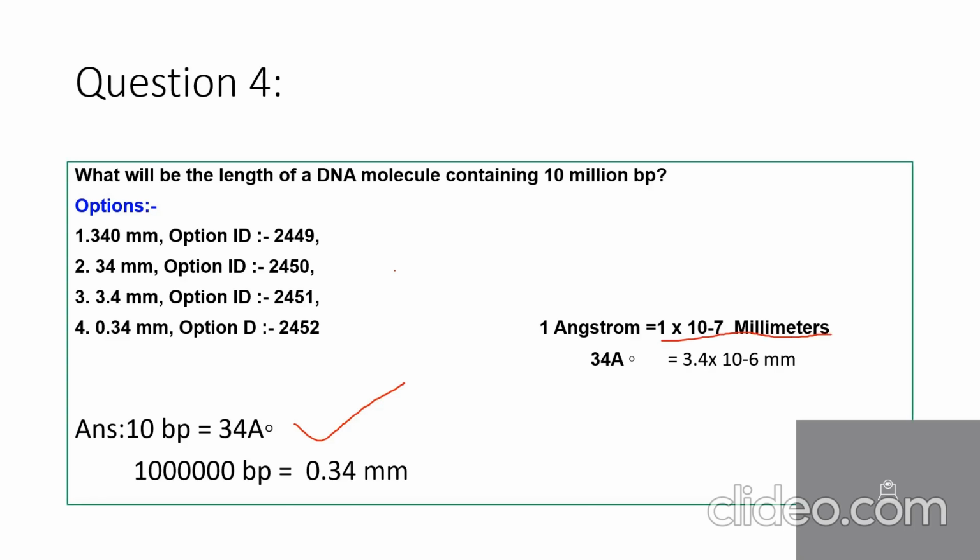And for 34 angstroms, how much will it be? 3.4 into 10 to the power of minus 6 millimeters. So now we know how much it would be in millimeters. 10 base pairs is equal to 34 angstroms, that is equal to 3.4 into 10 to the power of minus 6 millimeters. For 10 million base pairs, it is 0.34 millimeters. So the option here is the fourth option.